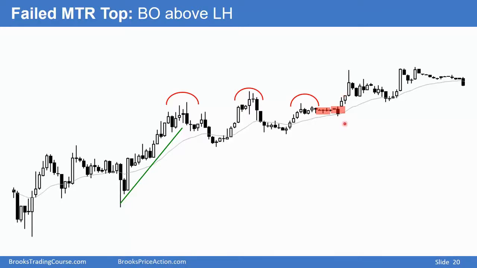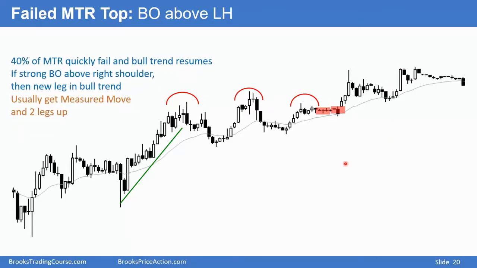The top failed. Whenever you have a major top failing, you have to look for 2 legs up, 1, pullback, 2. This breakout is strong enough to make traders expect at least one more leg up. When you have any kind of a top, 60% of major tops fail. 40% fail very quickly as soon as the top forms. When it does, you look for some kind of measured move up and for two legs, one, pullback, two.